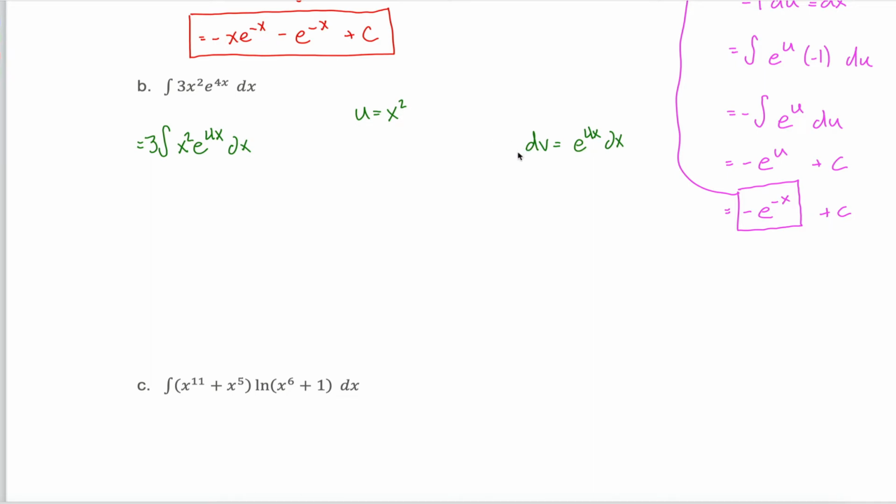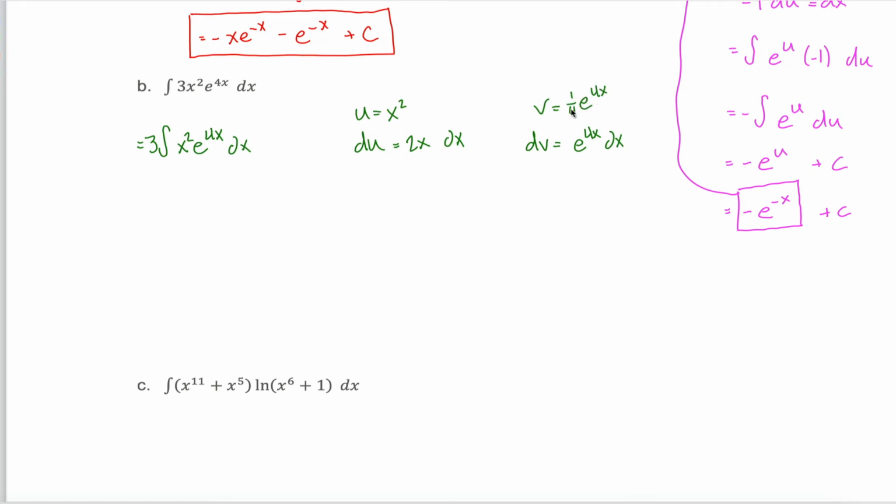With these choices of u and dv, I can figure out du and v. du is the derivative of u. The derivative of x squared is 2x dx. v is the antiderivative of dv. The antiderivative of e to the 4x is 1/4 e to the 4x.